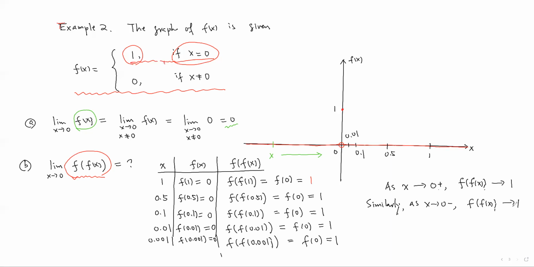Make a second table. So therefore, for the both-sided limit, the conclusion is that as x approaches 0, the limit of this function is 1. To solve part B, we need to make a table because from the diagram of the graph of the function, we cannot see the limit easily. So this is part B.